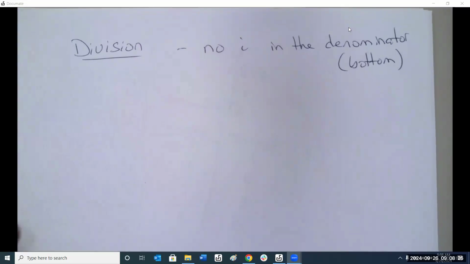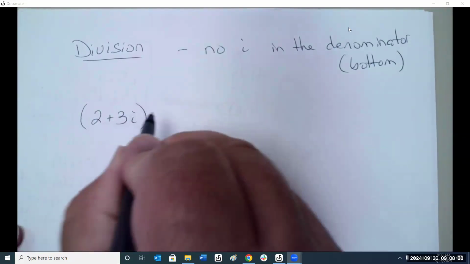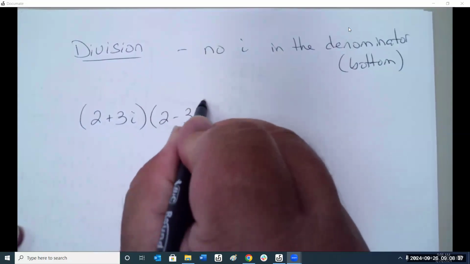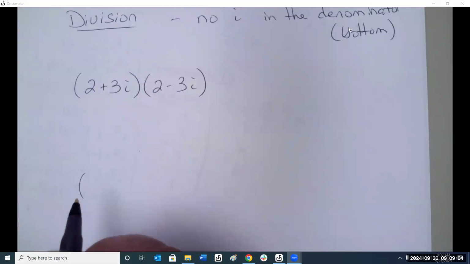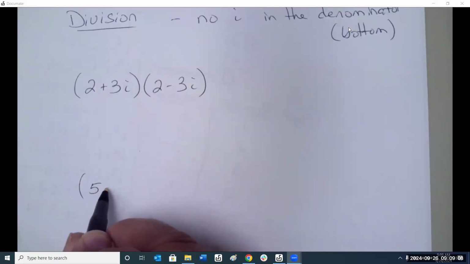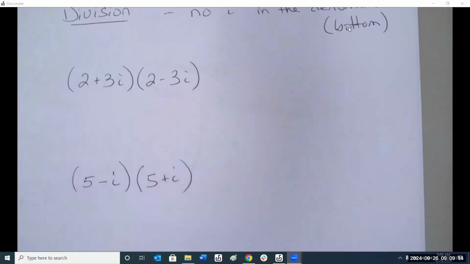So before we start doing this, let's review our multiplication. 2 plus 3i, 2 minus 3i. Do both of these.